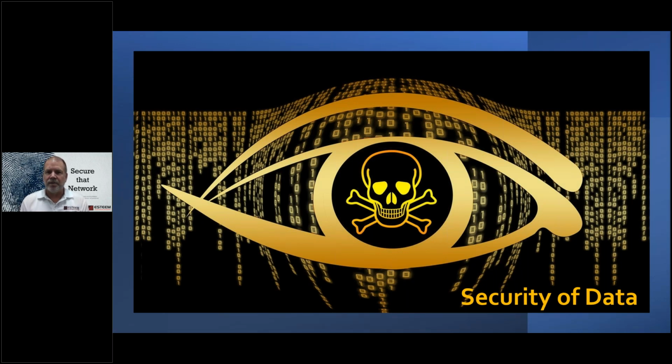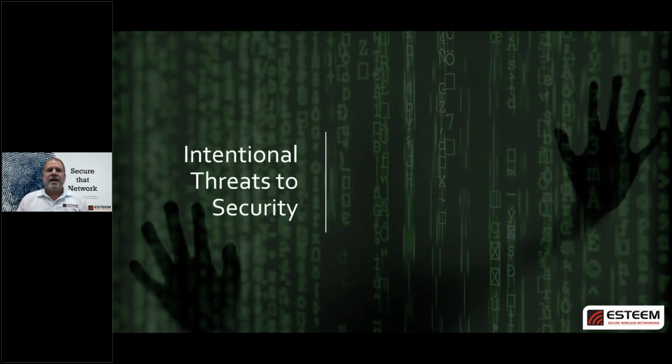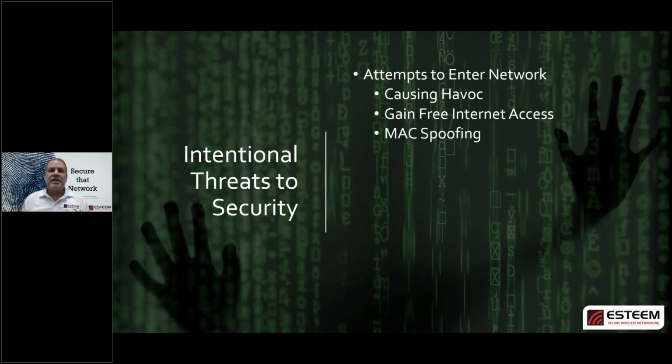So when we start looking at the threats to that security, it really comes down to two pieces. We either have intentional threats or unintentional threats. When we talk about intentional threats, we're talking about attempts to enter into that network, whether that's just causing havoc, somebody looking for free access to the internet, or doing MAC spoofing. Basically, someone is trying to get into the network from the outside world, which we want to prevent.